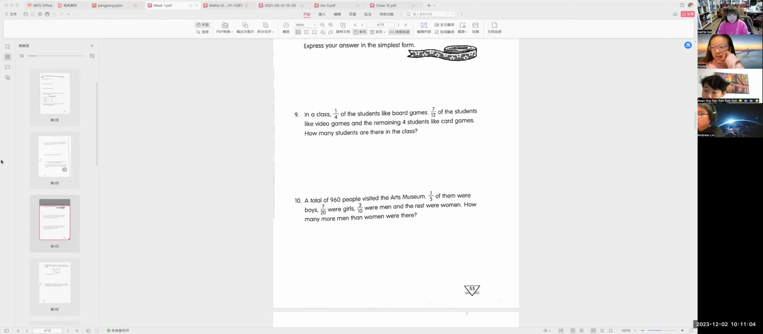Okay, do we really have to calculate how many boys, how many men, and how many women? We don't need it because we only need men and women, right? So we need to find out how many of them are women. So it's 1 minus 1/5 minus 7/12 minus 3/10. So this one equals 20 minus 4 minus 7 minus 6. Evan, take a look. Andrew, take a look. Why is it 20?